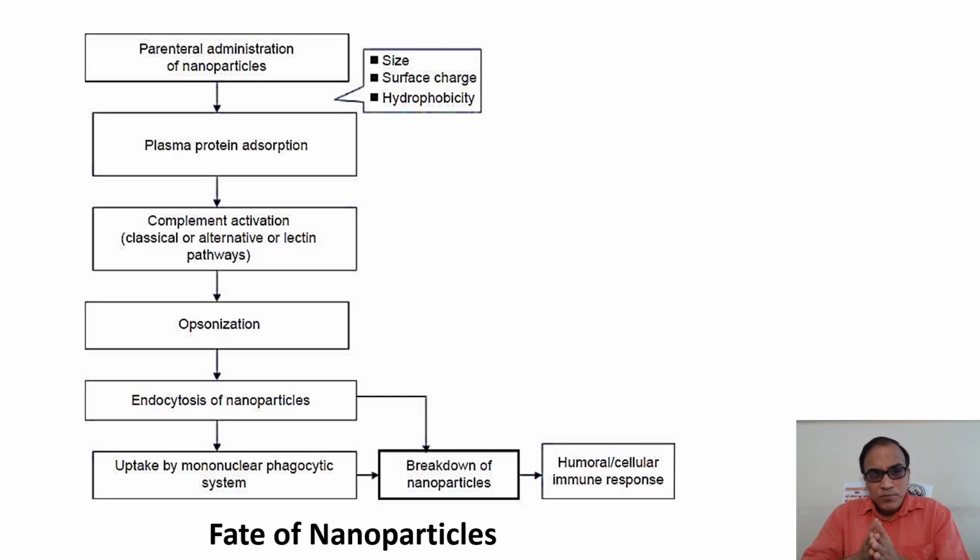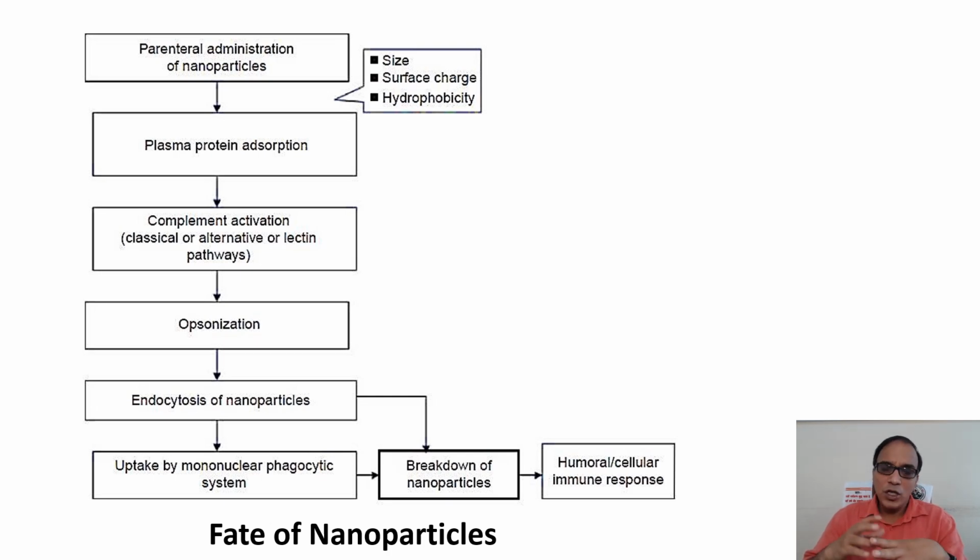Now moving to the fate of nanoparticles. Depending on the size, surface charge, and hydrophobicity, when the parenteral administration of nanoparticles is done, plasma protein adsorption occurs, and then complement activation occurs through the classical, alternate or lectin pathways. Then opsonization occurs. Endocytosis of nanoparticles follows. Then it can be taken up by the mononuclear phagocyte system (MPS), or the nanoparticle may itself experience breakdown.